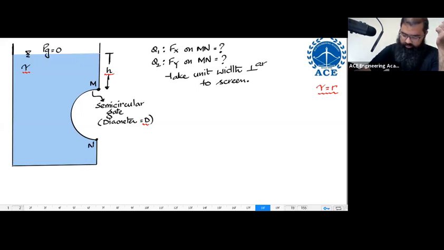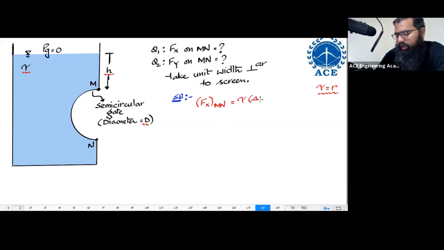Fine. Some of you have tried. Now let me try the value of Fx. We know that. Let us go by the formula always. In this particular case, I'm going by the formula. Fx on mn is basically equal to gamma into area times h bar projected.